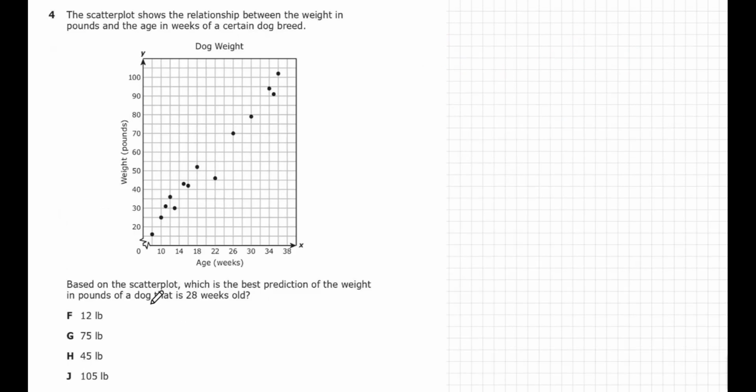Question number 4. The scatter plot shows the relationship between the weight in pounds and the age in weeks of a certain dog breed. Based on the scatter plot, which is the best prediction of the weight in pounds of a dog that is 28 weeks old? It's 75 pounds for 28 weeks. Therefore, G is the correct answer.